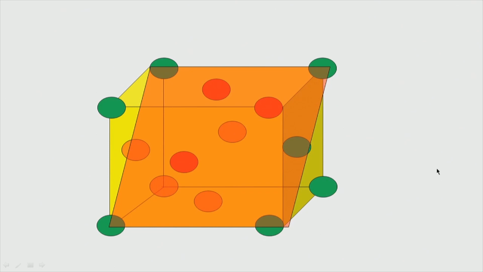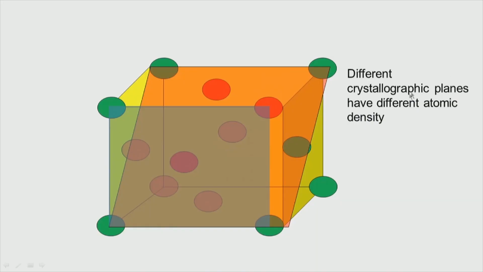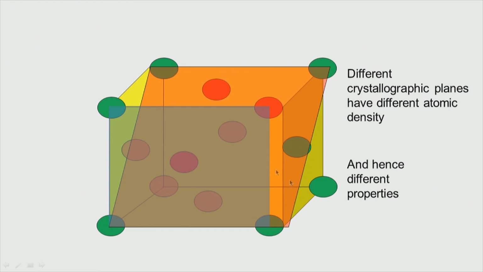So, there is going to be a lot of difference in their yield strength or the Young's modulus, okay. So, you need to keep that in mind. Different crystallographic planes have different atomic density, or the number of atoms in that particular unit cell will be different. So, obviously, hence different properties, okay, the properties can dramatically change. So, you need to keep that point in mind, okay.